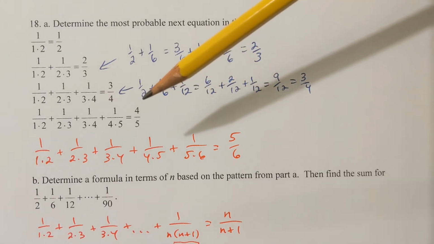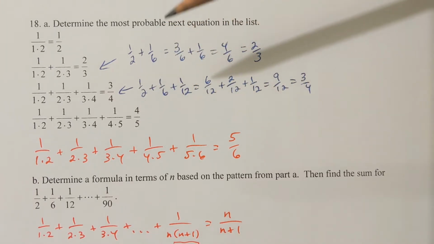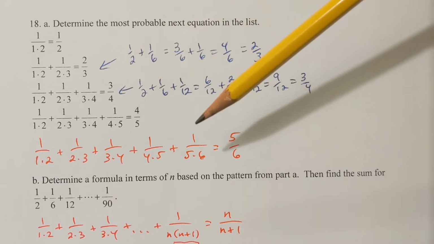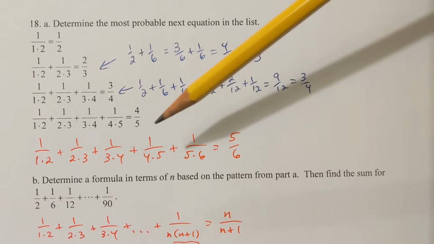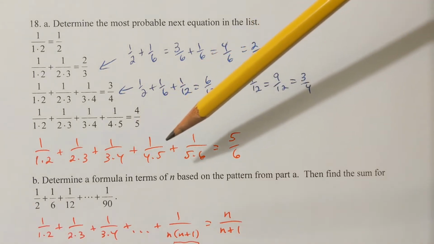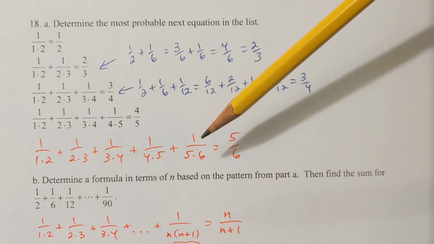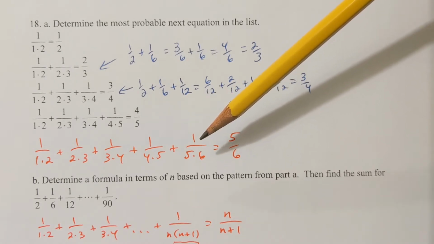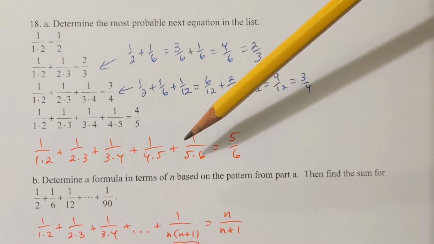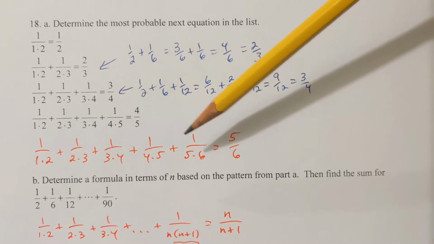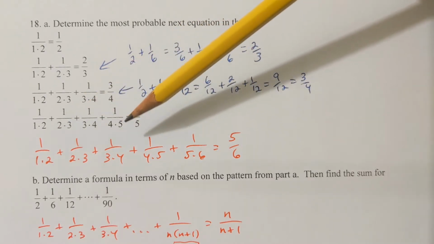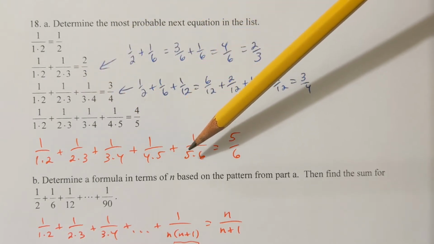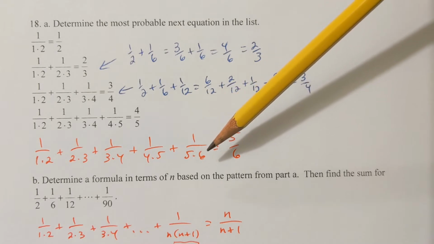Okay. So based on what we see here, what's the next probable equation going to be? Well, it looks like on the left, for each term, I've got a 1 in the numerator. So I'm going to have a 1 there. And in the denominator, I need two numbers that are right next to each other. And just from the pattern that I see above, whatever that last number is, for us it's a 5, I want the number right next to that, which is 6.